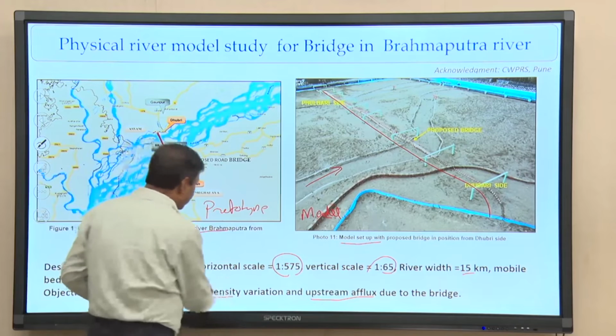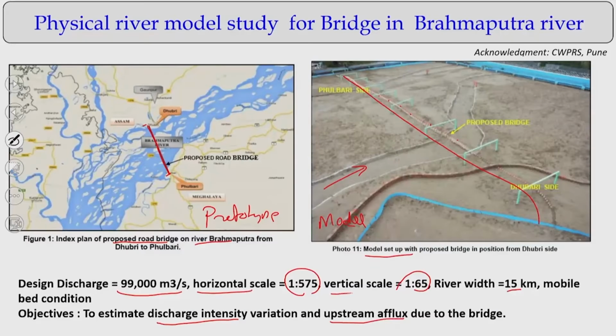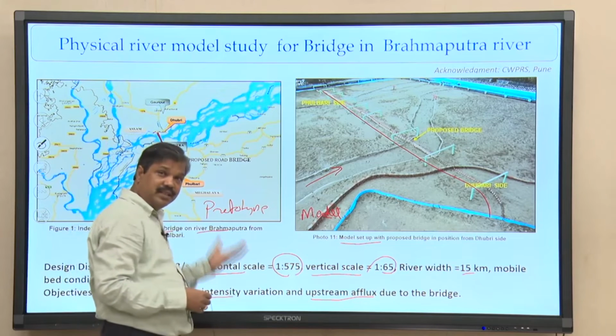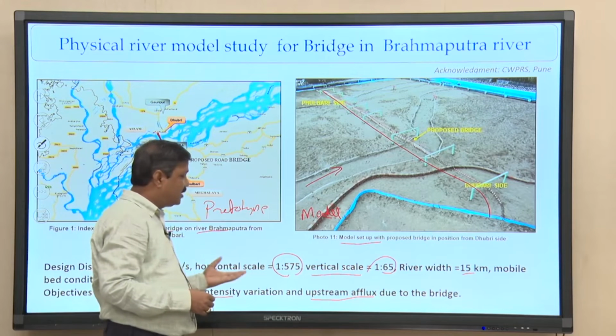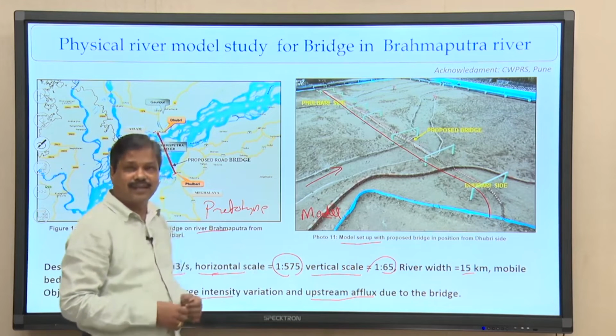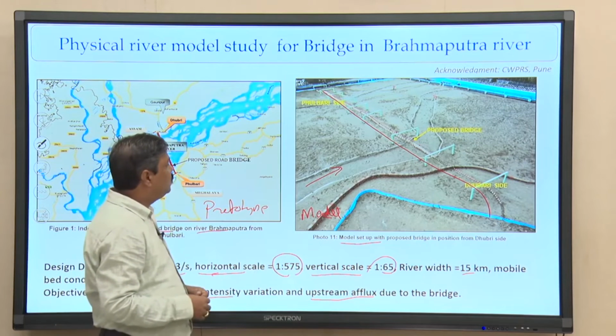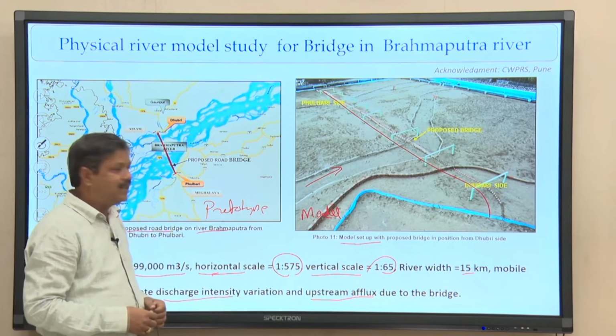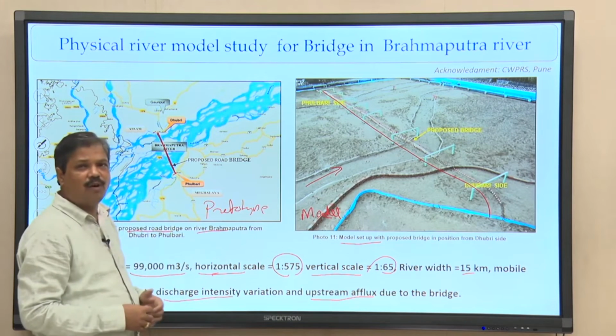Remember, here we have used horizontal and vertical scales that are different. That means it is a distorted model. This is what a distorted model is: the horizontal scale and vertical scale are different. Why do we basically follow distorted models?